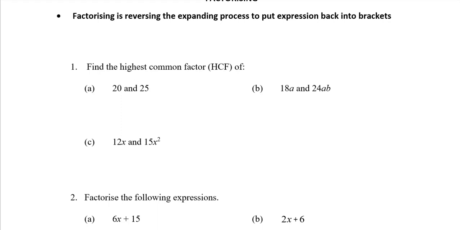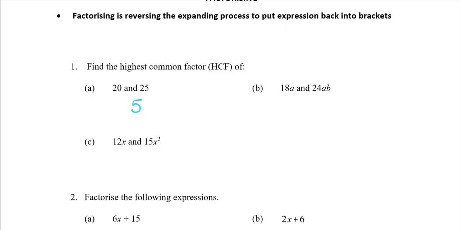So we might try 10. 10 still doesn't go into 25. So going smaller again, we would go down to 5. And 5 is a factor of both 20 and 25. So it is the highest common factor.